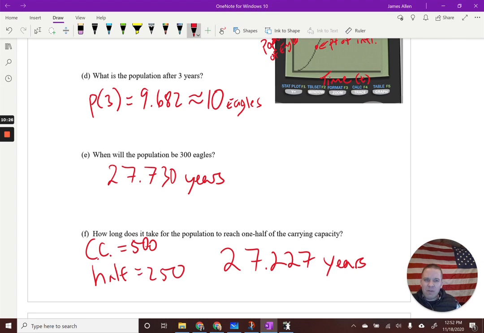I like it. Very nice. Again, you could have done part D here with substitution directly into the equation, but I already had it typed in, so why not use my calculator, right? And then a couple wonderful little intersections there with our TI-84 Plus Silver Edition emulator. Excellent. Let's do one more example.